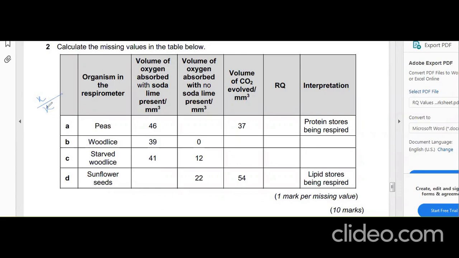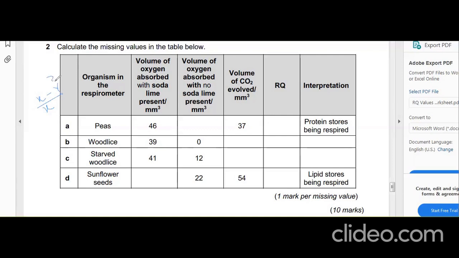X is actually the volume of oxygen absorbed with soda lime. That volume of oxygen is equal to the volume of carbon dioxide, as we did already in the formula. Now, for the volume of carbon dioxide evolved and the volume of oxygen absorbed with no soda lime, Y is not given to us.